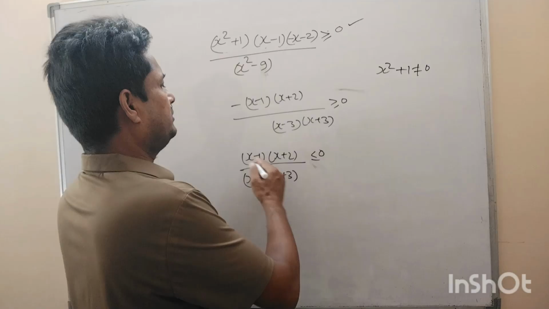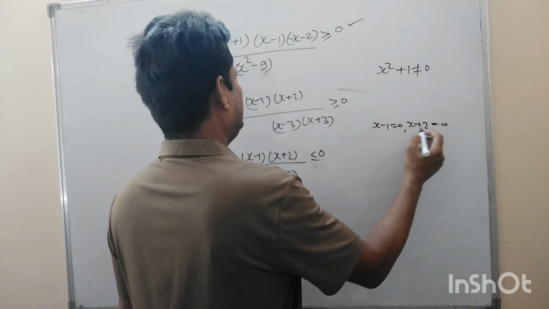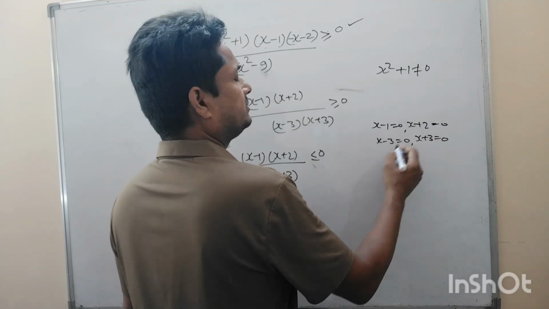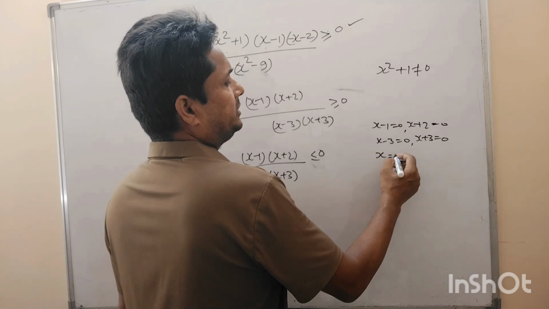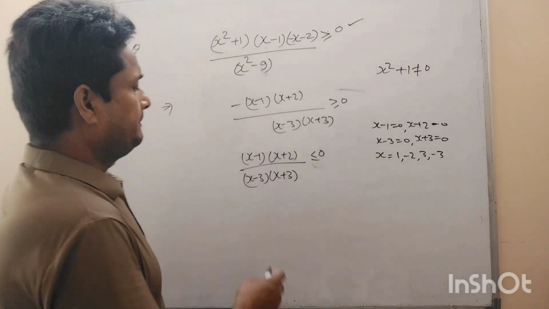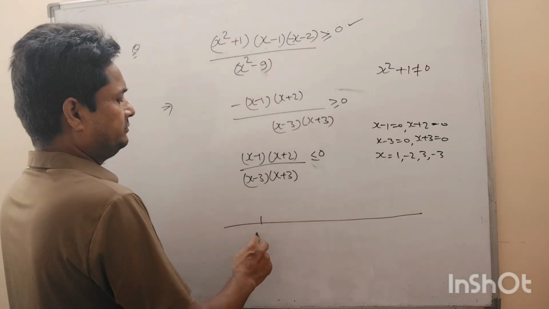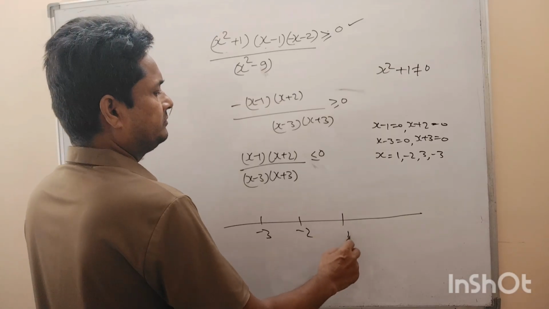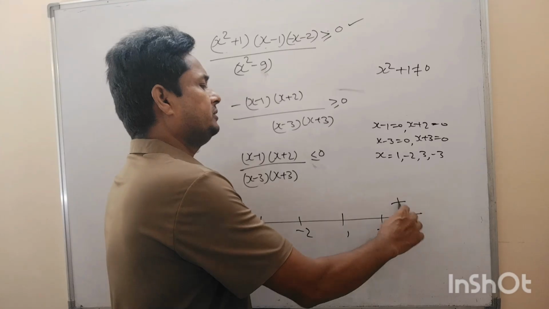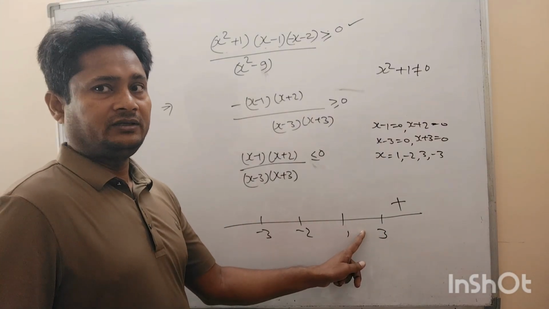Now find out the roots of every factor. x minus 1 is equal to 0, x plus 2 is equal to 0, x minus 3 is equal to 0, and x plus 3 is equal to 0. What will the roots be? The roots will be x equal to 1, minus 2, 3 and minus 3. These are the roots. Now mark them on the number line in increasing order. So it will be minus 3, minus 2, 1 and 3. Make a positive sign here, and after that mark the sign here.